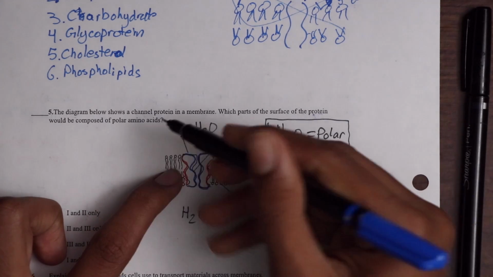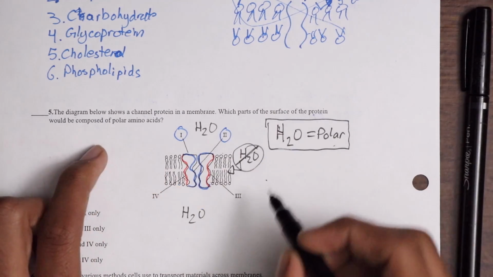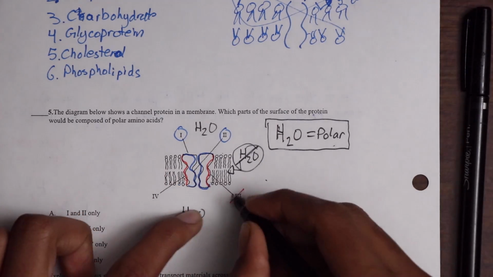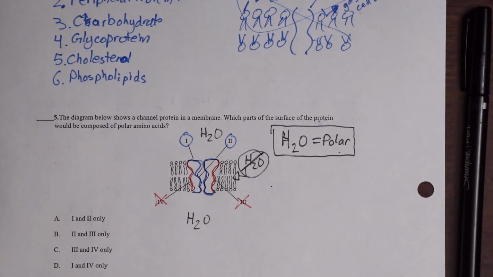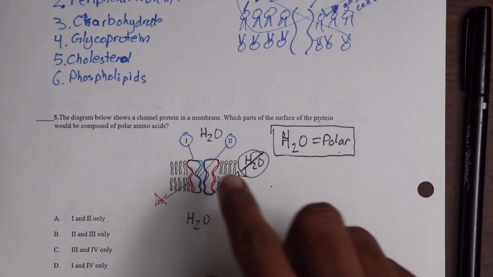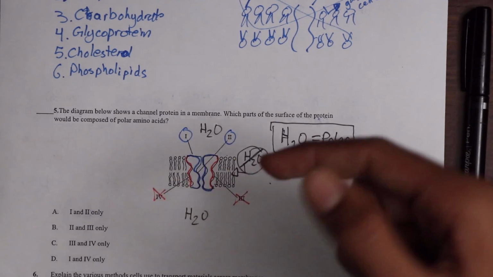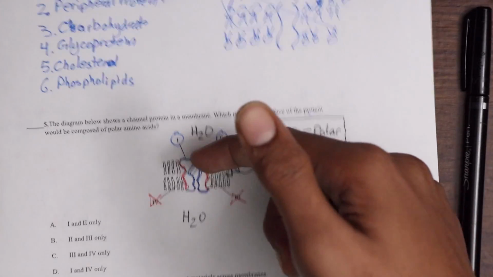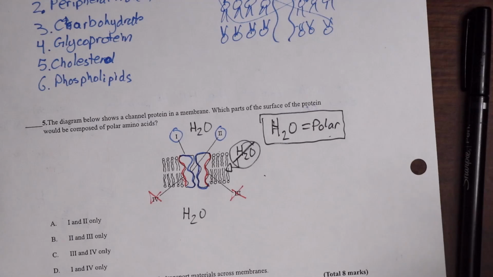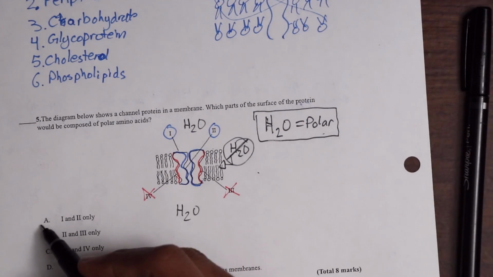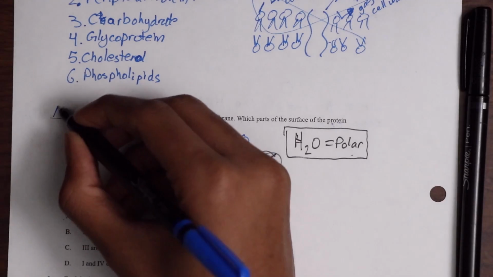So the ones in blue are 1 and 2. 3 and 4 are in the inside, which are not touching water. So they do not have to be polar. If 1 and 2 were polar, then water wouldn't even want to get through here because it's going to be opposed to water, just going to go away. And there's no point of having a channel if nothing can go through. Right? So the answer has to be 1 and 2. You already saw A. Question number 5 is A.